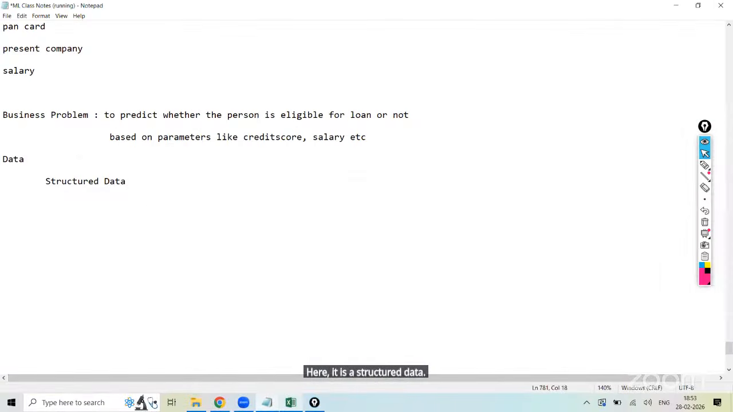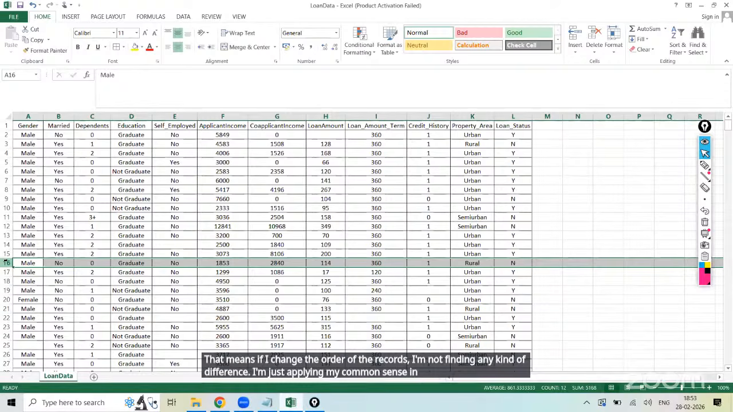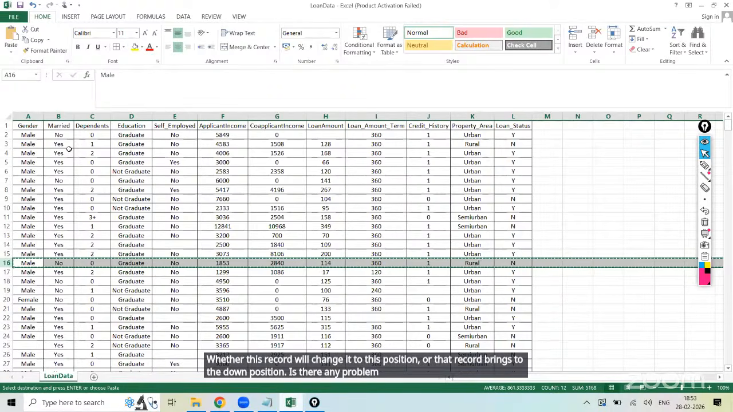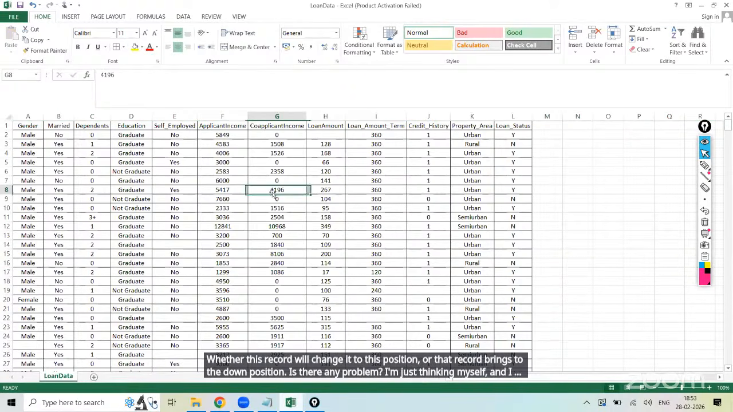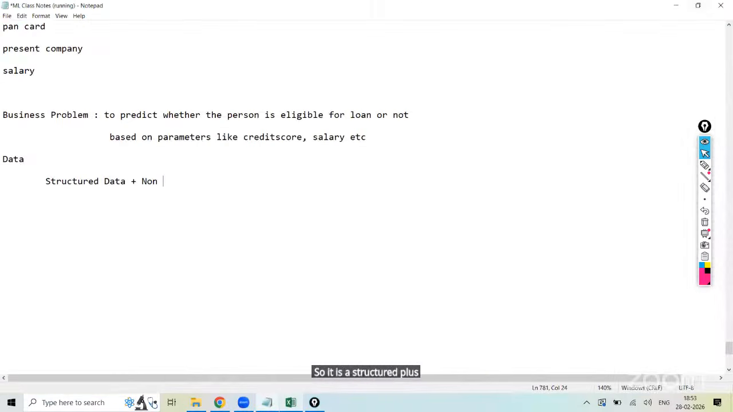Second, is it sequential or non-sequential? It means if I change the order of the records, I'm not finding any kind of difference. I'm just applying my common sense, thinking myself whether this record is moved to this position or that record is brought to the down position. Is there any problem? I felt that there is no problem, and it is called non-sequential data. So it is structured plus non-sequential.